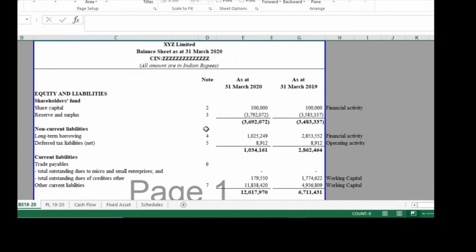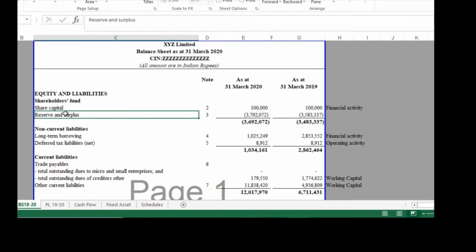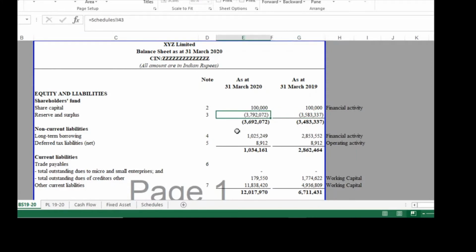So we go to the balance sheet and we take the first item, which is share capital. Share capital is a financing activity, but as there is no movement in the figures, we ignore this and we do not consider it in our cash flow statement. Second item is reserve and surplus. This item we will take later in our video, so for the time being, let's skip it.